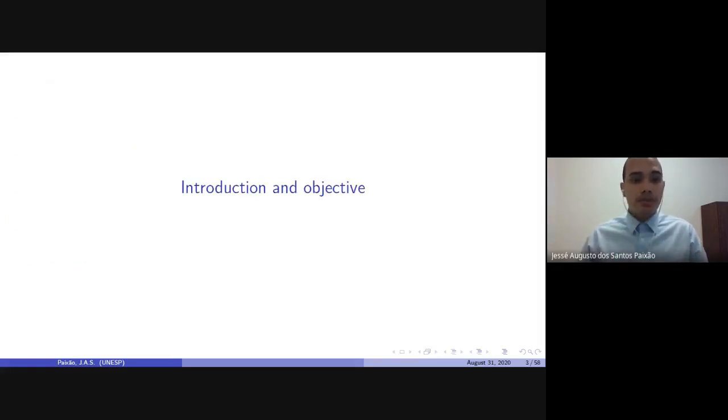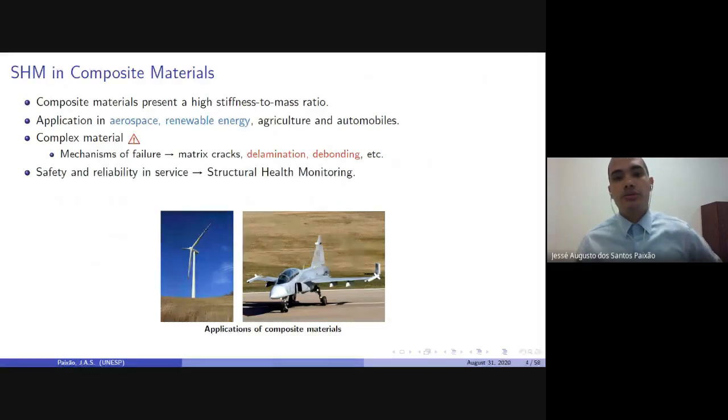Well, composite materials present a stiffness to mass ratio very appealing for engineering applications, because you can achieve mechanical properties better or comparable with standard materials like steels, but with a reduced mass. The first industrial sector to employ composite materials was the aerospace industry. But presently, other sectors like renewable energy, agriculture, and automobiles employ them too.